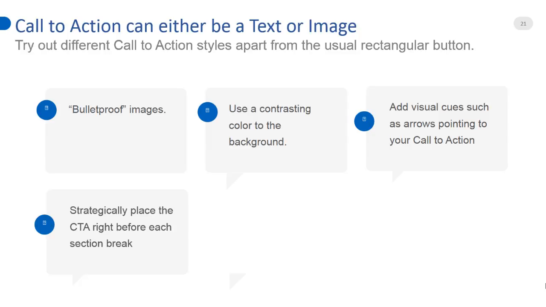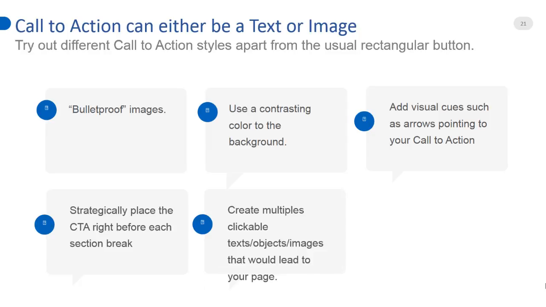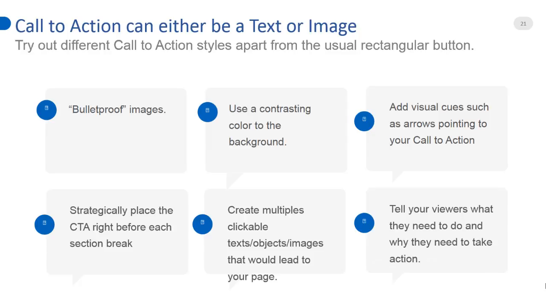Number 4, strategically place the call to action right before each section break. So you can add additional call to actions throughout your infographic. So don't want to put too many, but you want to put just enough to make it so that it's pretty obvious what they need to do next. You can also create multiple clickable text, objects, or images that would lead to your page. And number 6, you can tell viewers what they need to do and why they need to take action. You can add some scarcity as well to get them to take action immediately, and that will help you greatly.